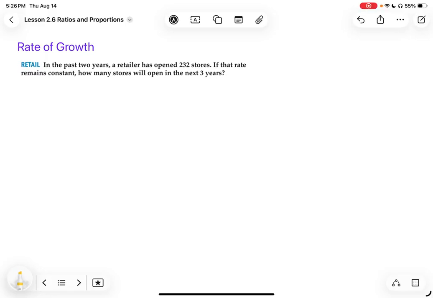Let's see if we can use proportions to answer a word problem. This one says, in the past 2 years, a retailer has opened 232 stores. If that rate remains constant, how many stores will be open in the next 3 years?